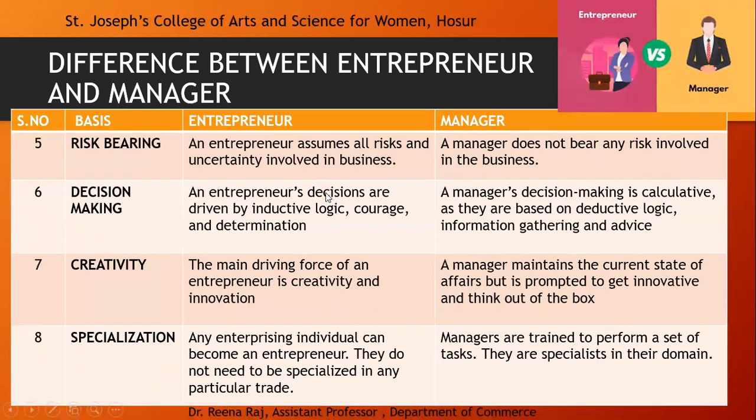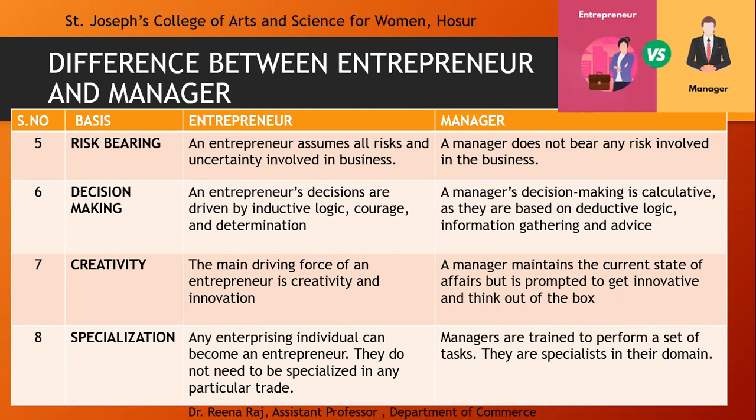The fifth basis is the risk bearing. An entrepreneur bears all the risks and uncertainty involved in the business, whereas a manager does not bear any risk involved in the business. The sixth basis of difference is decision making. An entrepreneur's decisions are driven by inductive logic, courage, and determination, whereas a manager's decision making is based on deductive logic, information gathering, and advice.